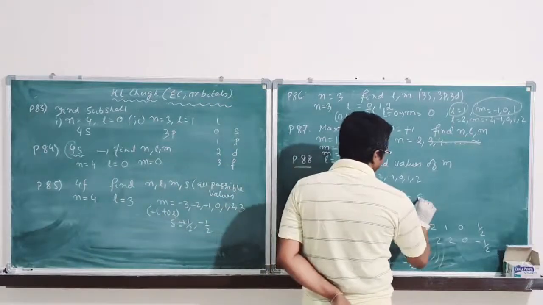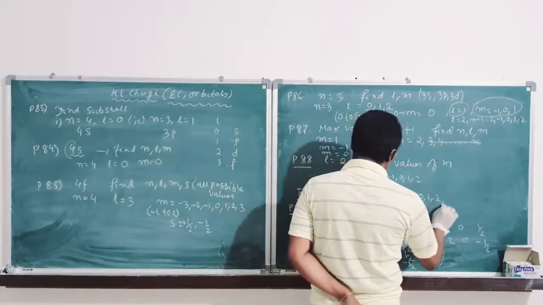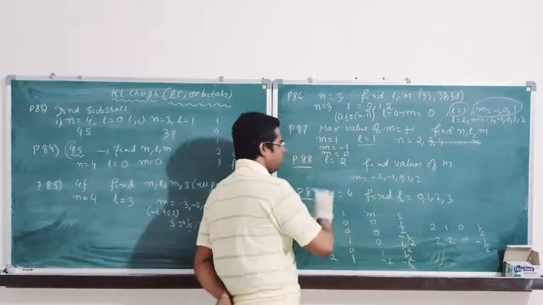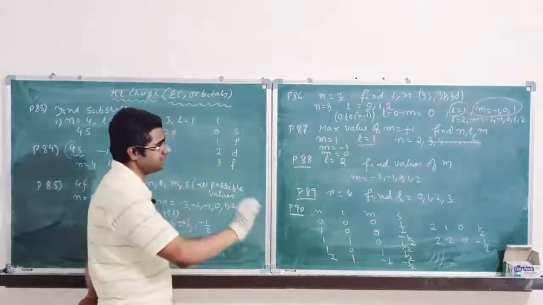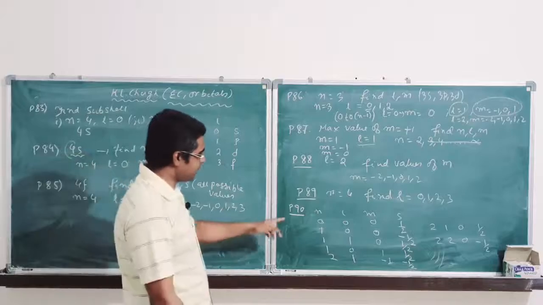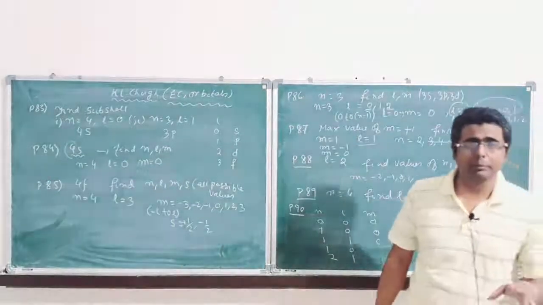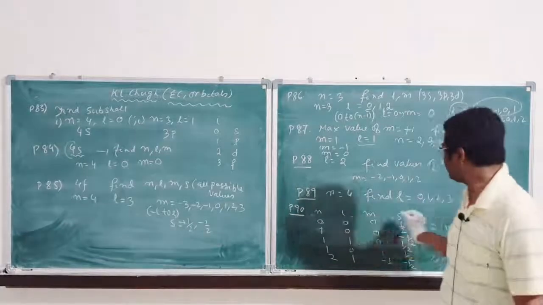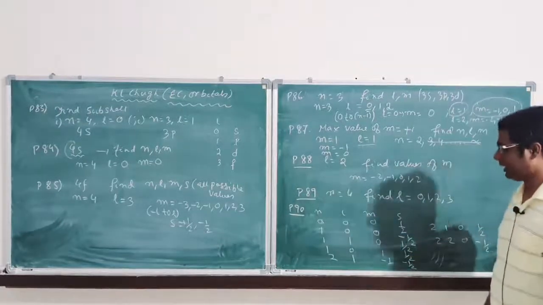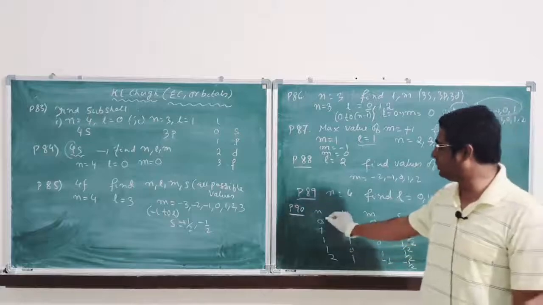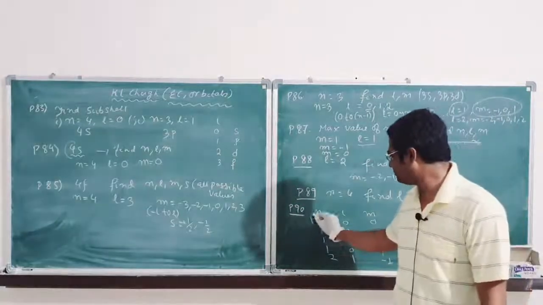L will be 0 1 2 3, it can go from 0 to n minus 1. This problem 90, they have said that you have to find out which of this configuration is possible and which is not, okay? So let us see the first one, n is equal to 0, meaning 0 orbit, it is not possible.